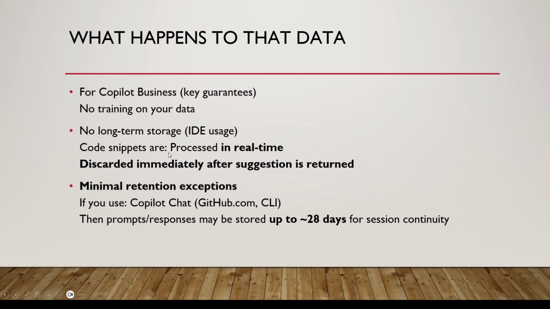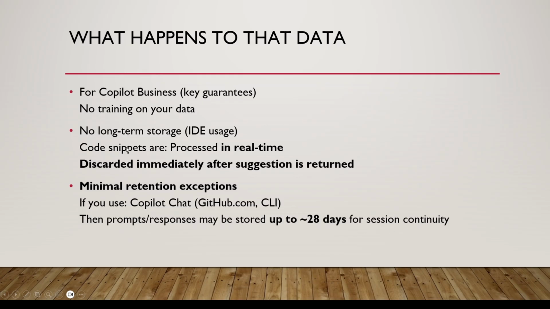The code snippets that are coming to us as auto suggestions are processed in real time, and the data that is sent to GitHub Copilot is discarded immediately after the suggestion is returned. They don't keep it stored for a very long time. Now there are discussions around what is being stored. In case we use GitHub Copilot Chat, which I'll show in some time, or any CLI, these prompts and responses may be stored up to 28 days for session continuity.